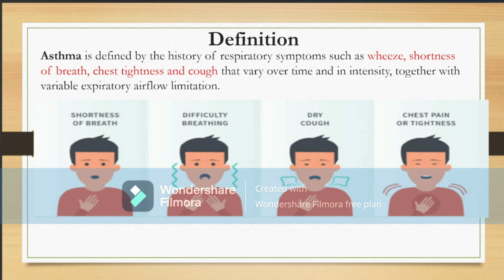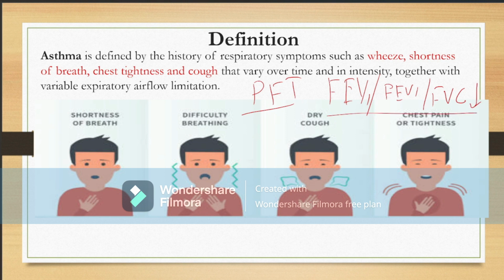In the pulmonary function test, if there is a decreased FEV1 or a decreased FEV1 by FVC ratio, then we diagnose that the patient may have asthma. So the definition is quite simple. We first take a history. If any two of these four symptoms are positive, plus we do a pulmonary function test, and FEV1 or FEV1 by FVC is decreased, then we diagnose that this patient may have asthma.